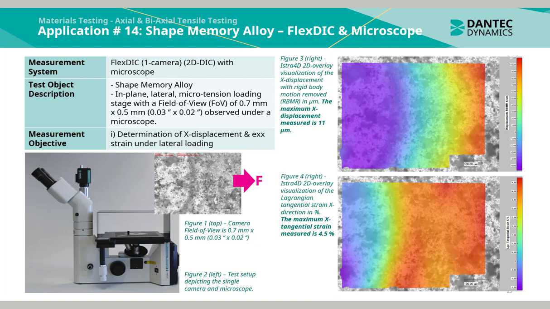In figure 3 to the right, we see the ISTA40 2D overlay visualization of the X displacement with rigid body motion removed in micrometers. The maximum X displacement measured is 11 micrometers. In figure 4 to the right, we see the ISTA40 2D overlay visualization of the Lagrangian tangential strain in the X direction in percent with rigid body motion removed. The maximum X tangential strain is measured to be 4.5%.